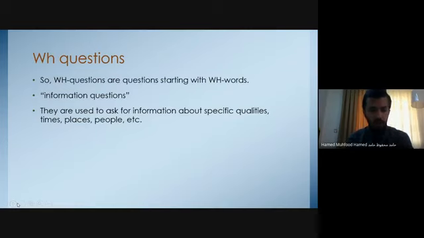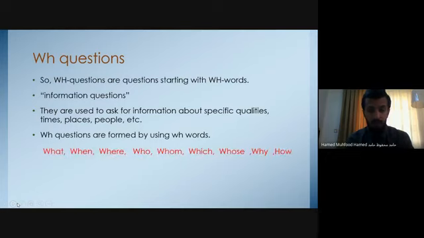We also said that we use a WH question to ask for details. So all in all, it means that we are asking for specific qualities or times or places or people according to the WH words that we studied. We studied several WH words, if you remember them. They were what, when, where, who, whom, which, whose, why, how.